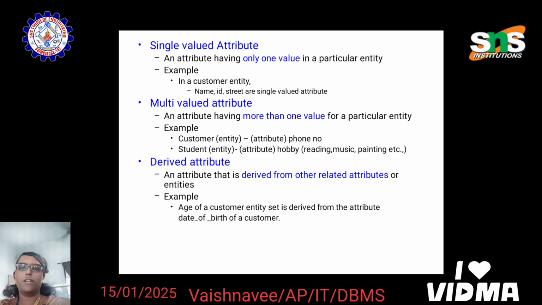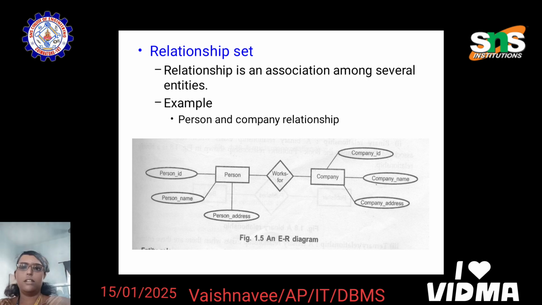When it comes to derived attributes, the attribute is derived from other related attributes or entities. For example, take date of birth. Age is a derived attribute. How can we know the age? It is derived from date of birth. So it is said to be a derived attribute.